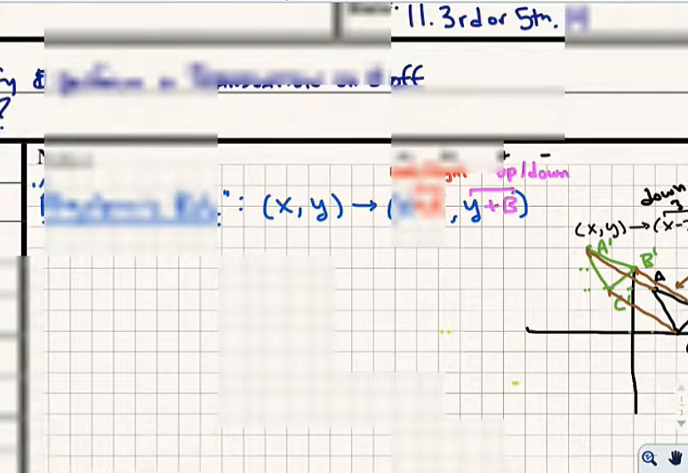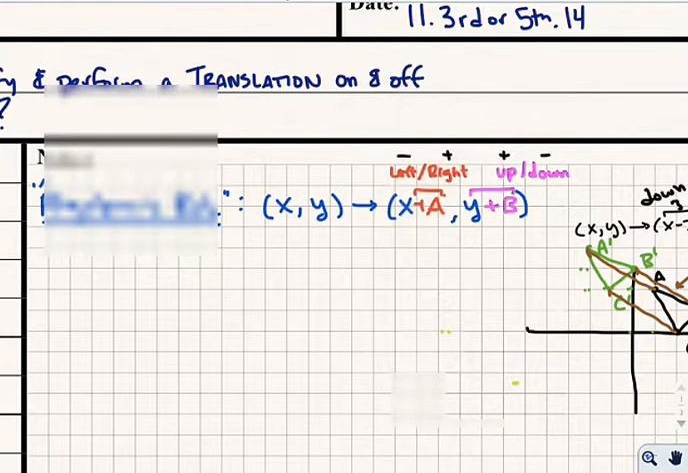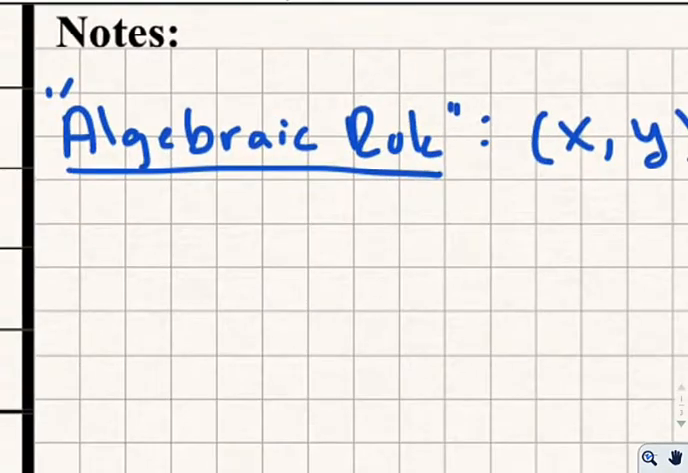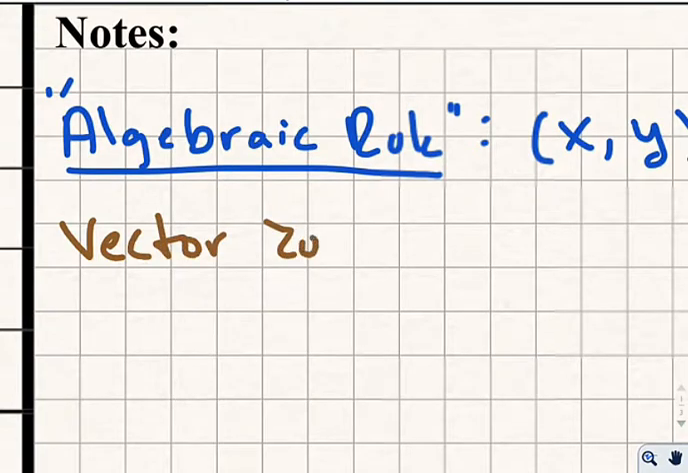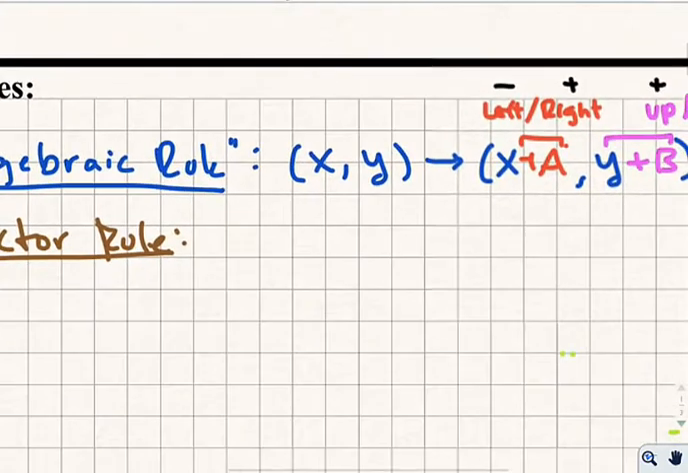So the algebraic rule is fine and dandy. It is a little middle schoolish. It's nice to start thinking, but we have to move into something more technical. So the second way I can record this is by vector rule. And vector rule actually is the same exact thing as the big algebraic rule. It's just a little more straightforward.